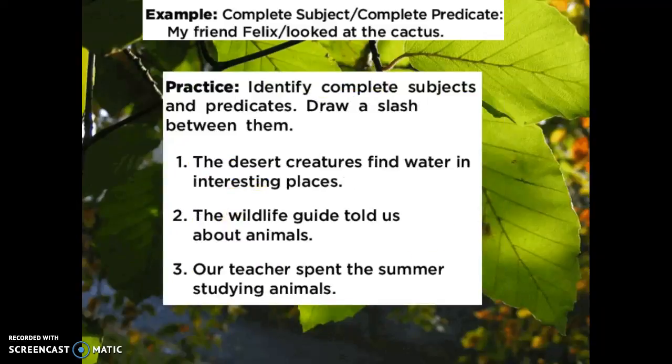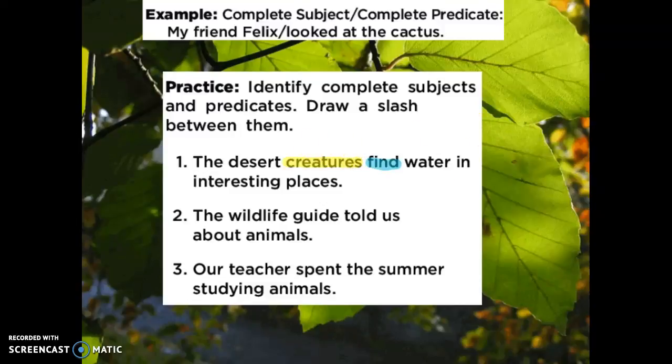Okay. In these sentences, a little bit more complex sentences, let's find the subjects again. The desert creatures find water in interesting places. I always like to find the verb first before I find the subject, because it really helps me key in on who the real subject is. So the verb in this sentence is find. Who or what finds? The creatures do. So creatures are things, nouns, our subject.